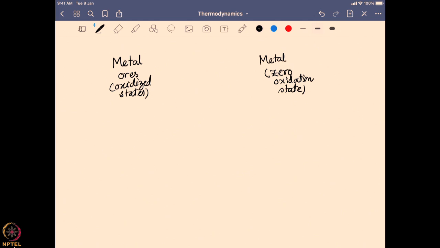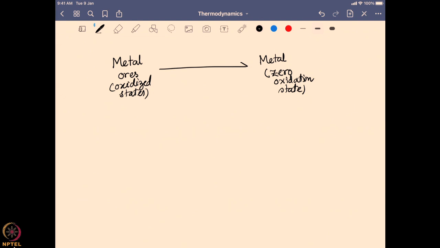Now, if we want to use a particular metal for a particular application, generally we want to have it in the metal form so that we can mold it as per our need to form different kinds of compounds. And that is why one particular reaction always comes into the picture, where we take the metal ores and produce metals. And over there, because it is from an oxidized state, I want to come to the zero oxidation state, I have to do nothing but a reduction.